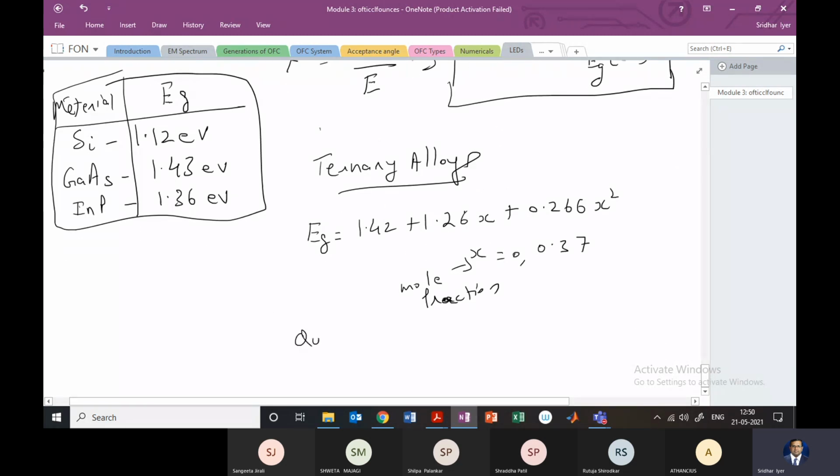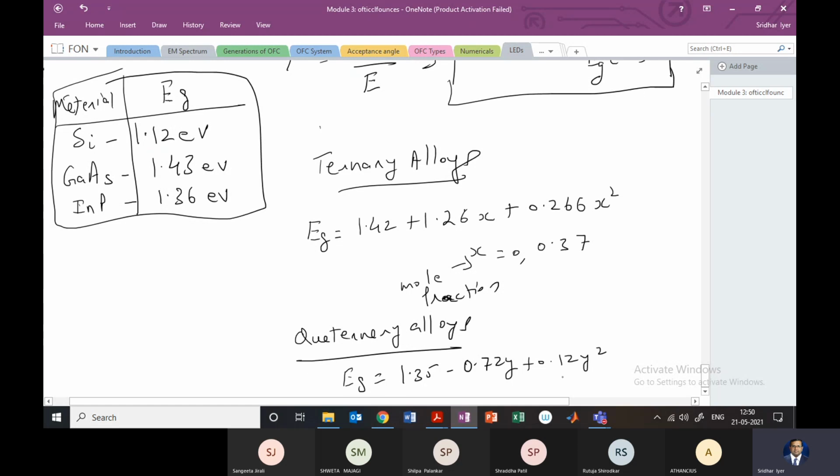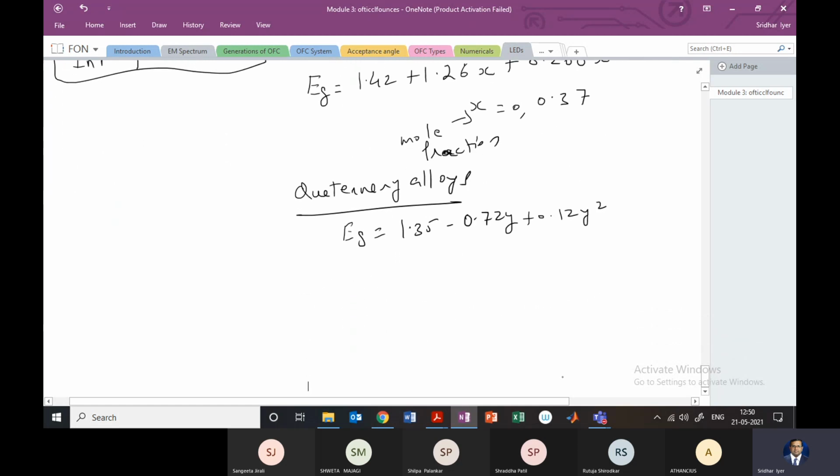You can also have quaternary alloys, and for them the Eg is 1.35 minus 0.72y plus 0.12y squared. Okay, this is just for your information. So what kind of materials can be combined together to form the alloys, right?